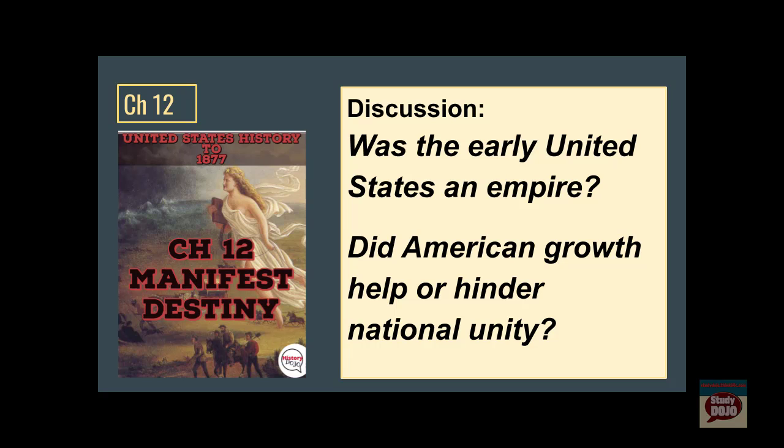And then the second question, did American growth help or hinder national unity? This one I think is also equally as double-sided, in that you could answer it both ways. It helped and it hindered, and it depends on your reading of the evidence. American growth helped national unity because, of course, it sparked the American identity.